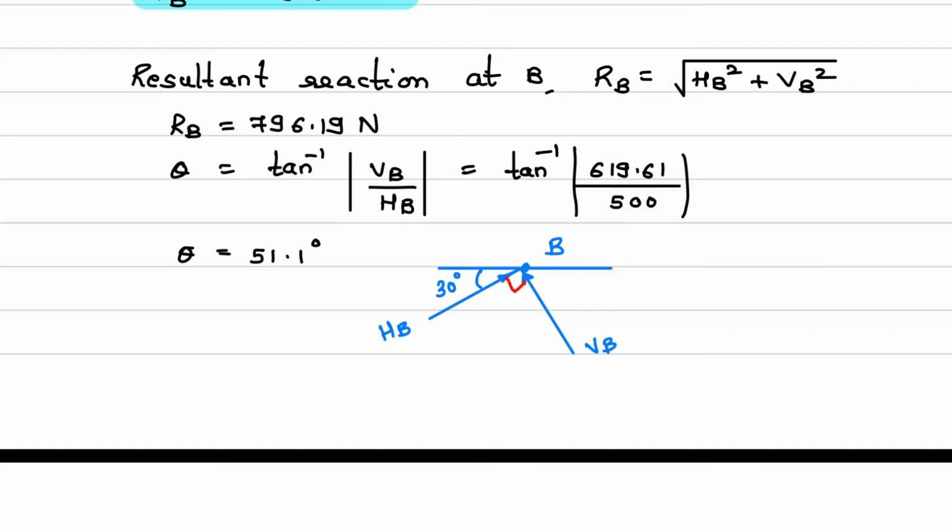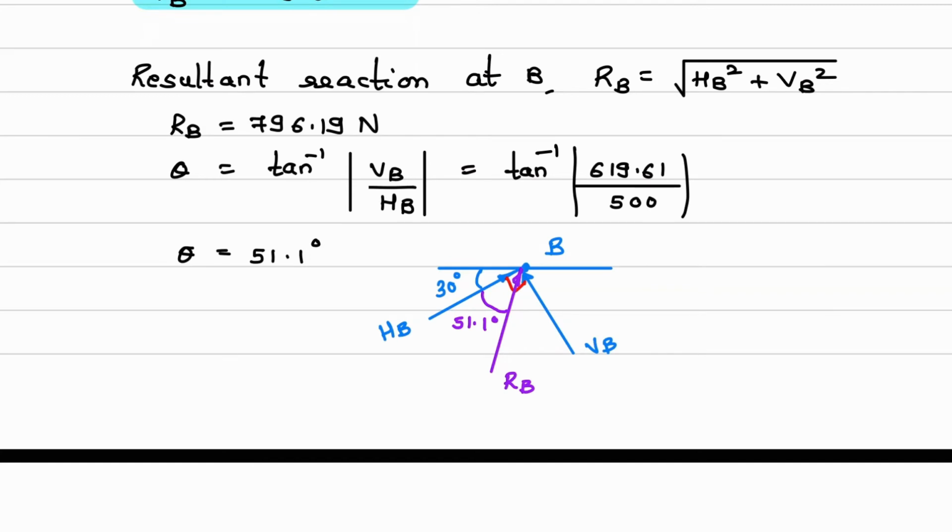Now the resultant angle is always with respect to HB. So I'll show the resultant now. That resultant will be like this. And what is the angle? Suppose this angle is 45, so 50 will be somewhere over here. This will be RB, and the angle of RB with respect to HB is theta, which we calculated. So that angle is 51.1 degree.